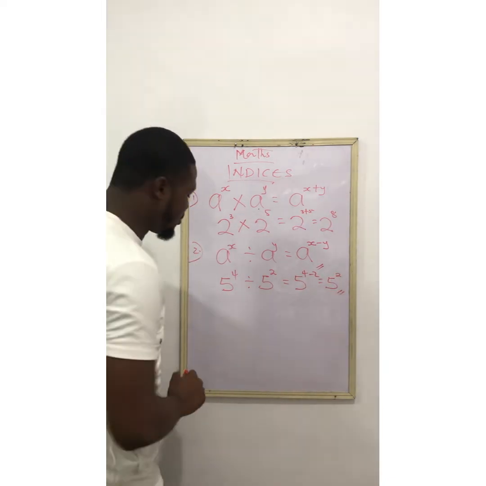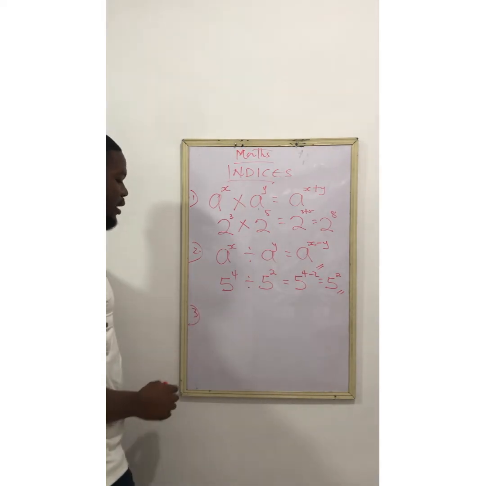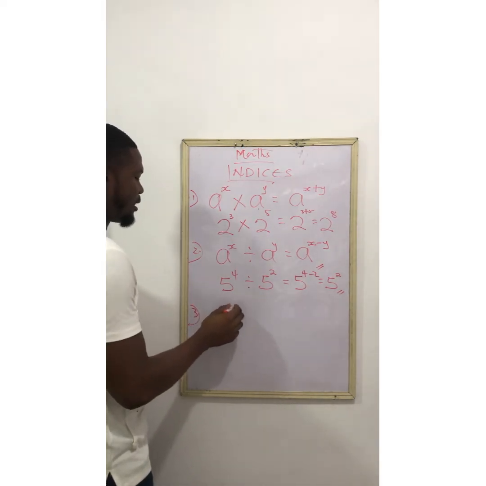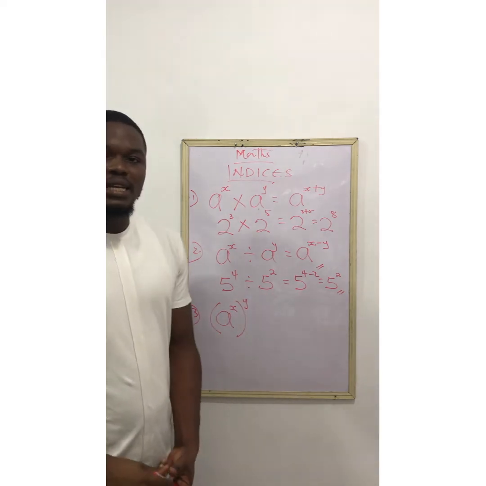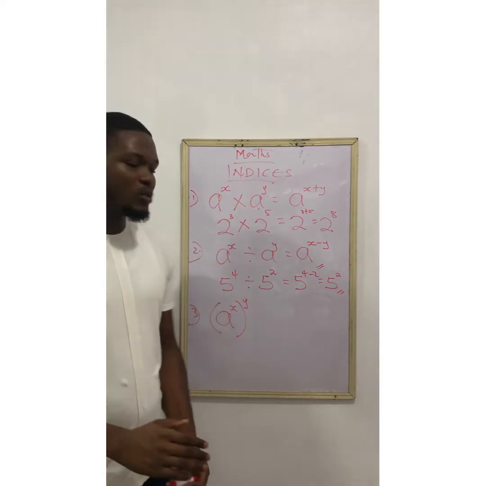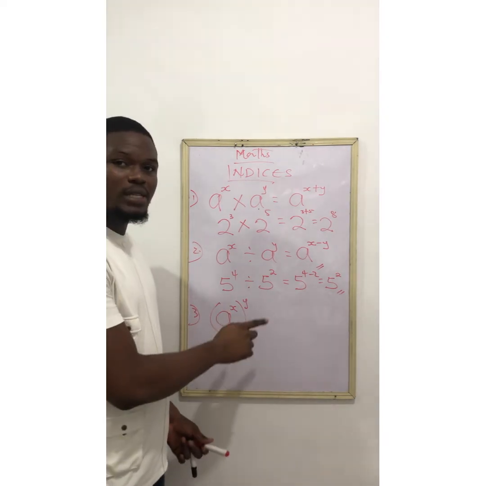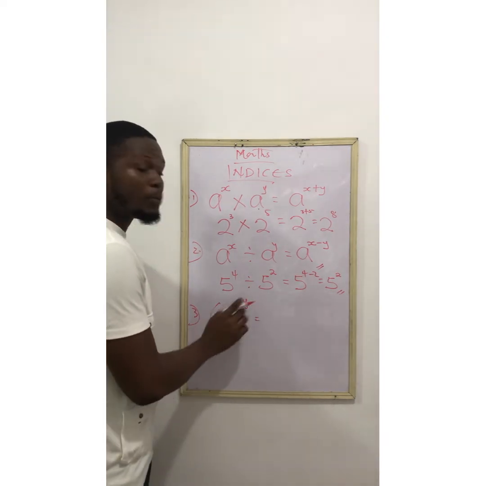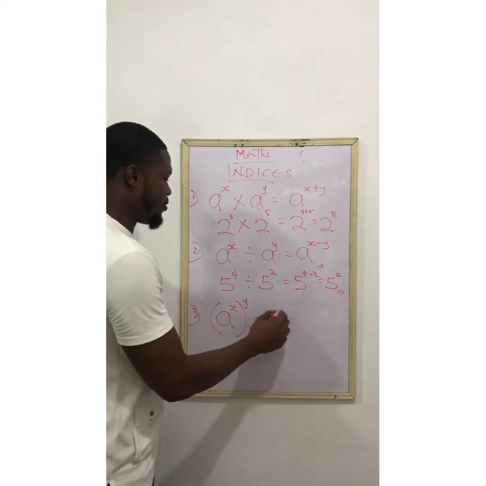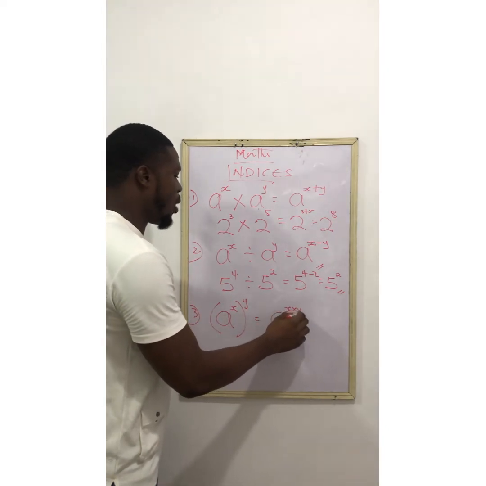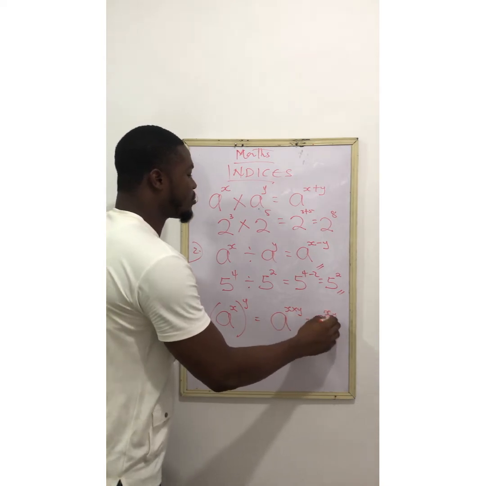Okay? Now the third law is a raised to the power x in bracket raised to the power y. You can see that there are two powers, two indices. One is inside the bracket and the other one is outside. In this law, just multiply the two indices together, the two powers. So you have a raised to the power x times y, which is a raised to the power xy.